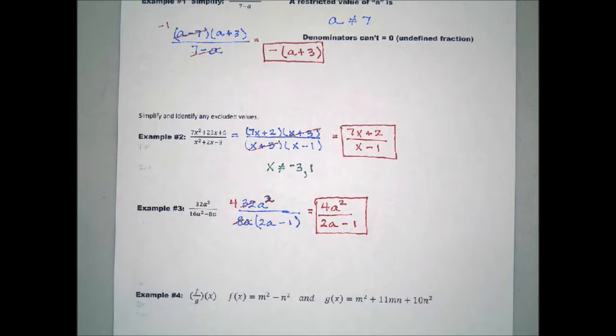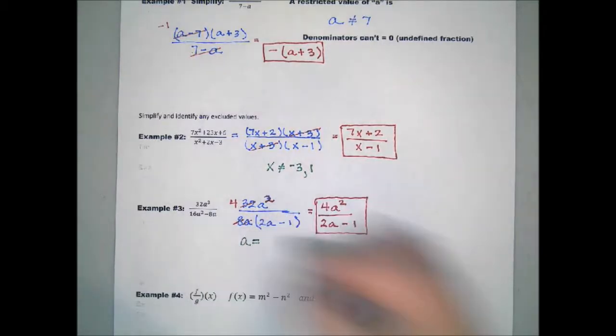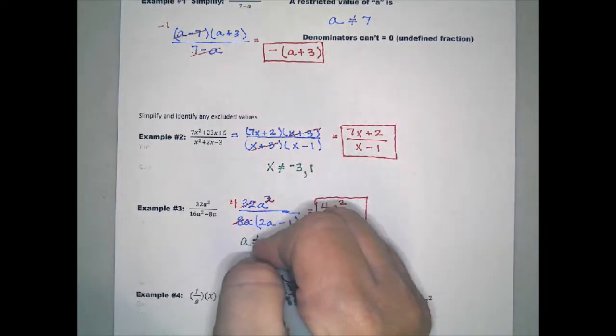Now let's look at our denominator to see the excluded values of a. What values of a would cause us to get a 0 down here? Well, even though the entire 8a went away, we need to consider it. Okay? If a equaled 0, then 8 times 0 would be 0. So 0 is one of our excluded values of a. A cannot equal 0.